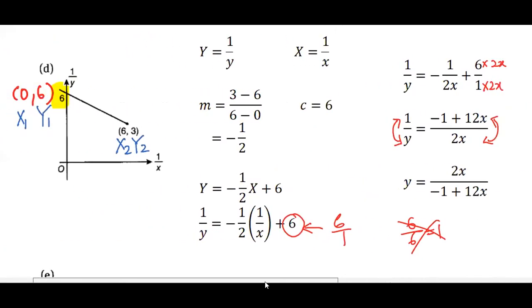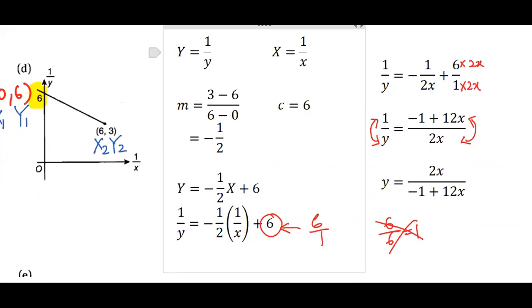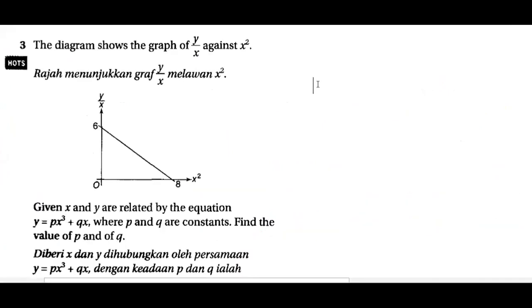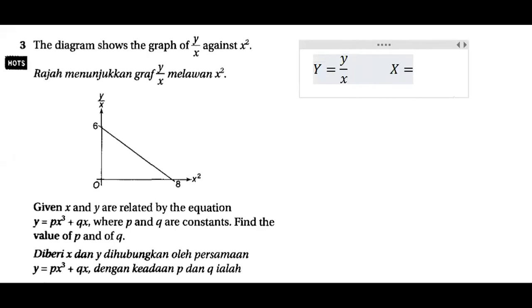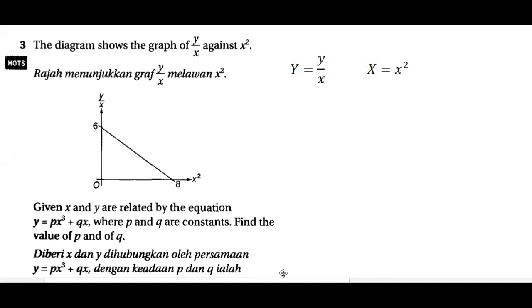Okay, so now we go to up level a little bit. Kan? Kita cuba up sikit lah. Okay, kita cuba soalan yang susah, hot question. Okay, you see this graph, y per x against x squared. Can you tell teacher, what is my big Y? Big Y saya siapa? Y per x, okay. What is my big X? Paksi X saya, X kuasa 2, okay, good. Okay, lepas tu, Y per PX cube plus QX. Find the value P and Q.